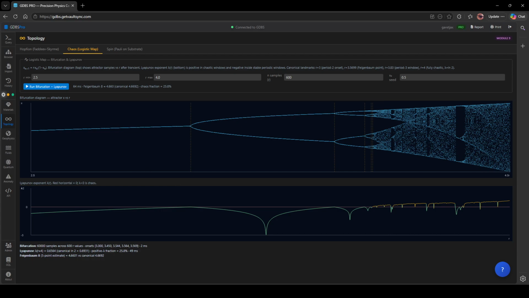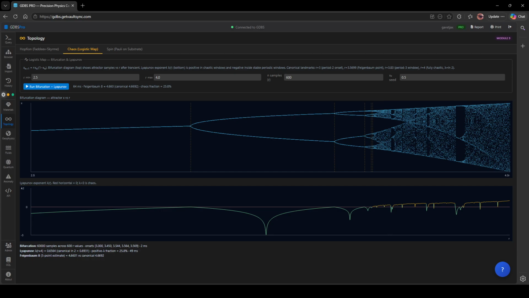Right now, this is the chaos tab, and it's a logistic map, which is the simplest of chaos systems. It's one equation with one parameter. You go ahead and you put in those parameters, and it will give you the bifurcation diagram, period doubling from a stable fixed point all the way to full chaos at r equals 4.